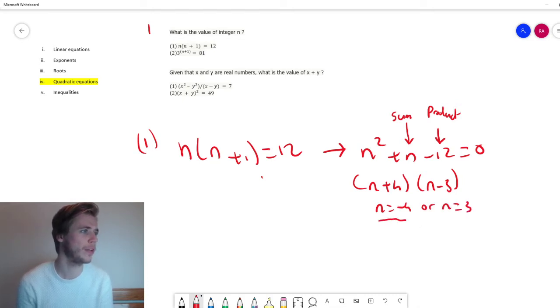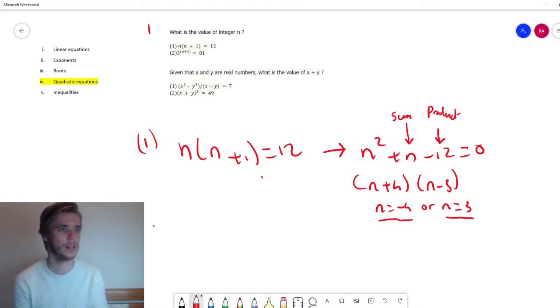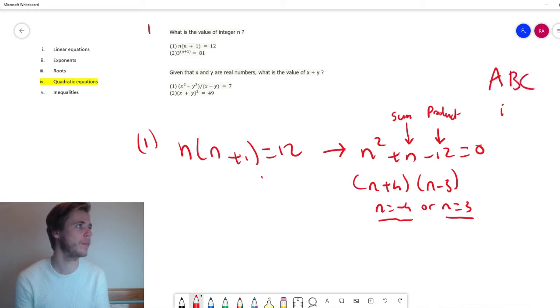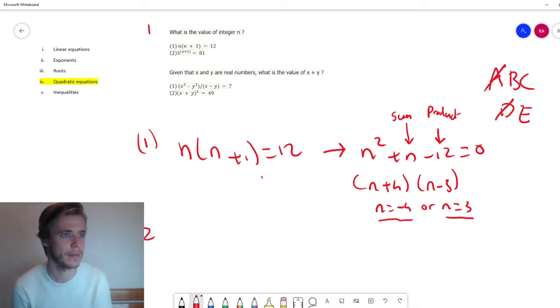So we get two values for n. And it doesn't say anything about it being positive or anything, so no, we cannot answer this question because we have two values for n. So it's not going to be A, it's not going to be D. So it's B, C, or E. Let's check the second statement.